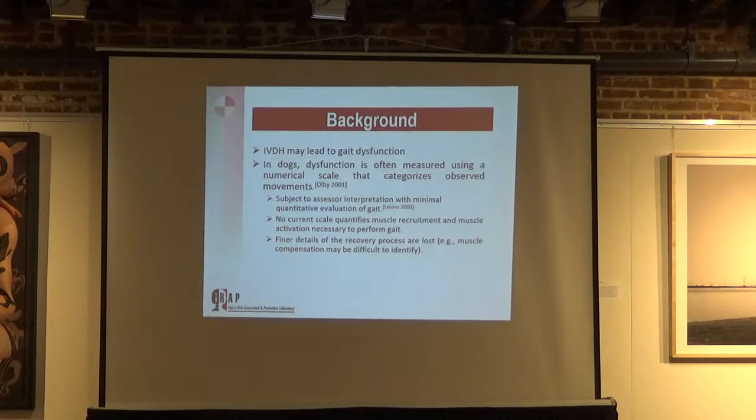This IVDH often leads to gait dysfunction. However, this gait dysfunction is often measured using numerical scores to categorize observed movements, but these scores are often subject to assessor interpretation with minimal qualitative evaluation of gait. Also, no current scale quantifies muscle recruitment and muscle activation necessary to perform that gait, and some of the finer details of the recovery process may be lost, such as compensation by any particular muscles.